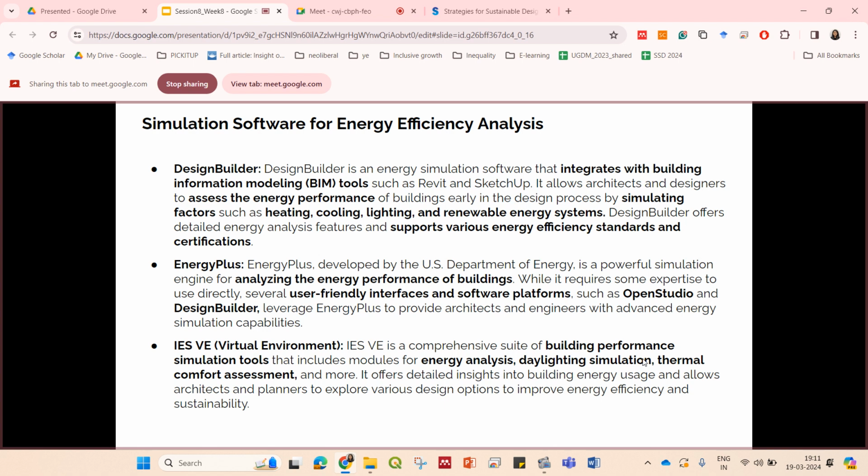Also, there is IES Virtual Environment, and it is used for analyzing building performance, and it includes modules for energy analysis, daylighting simulation, and thermal comfort assessment. You can get detailed insight of building energy usage, and you can use it to explore various design options in your building design to improve energy efficiency and sustainability. So these are some softwares for energy efficiency analysis.